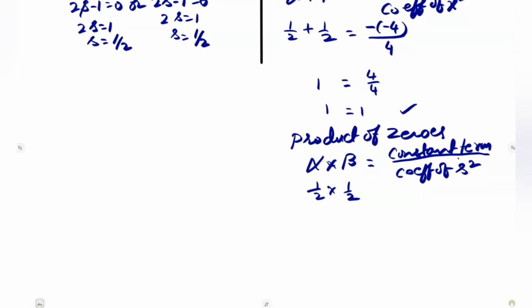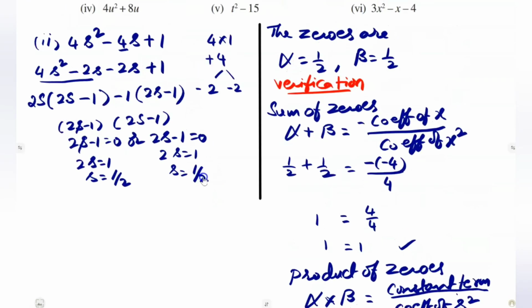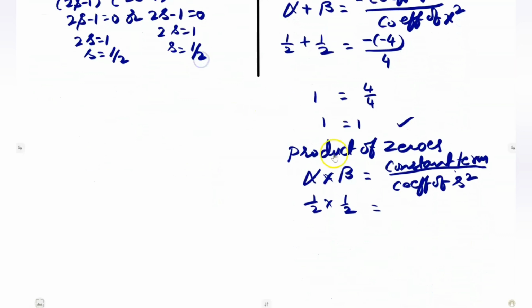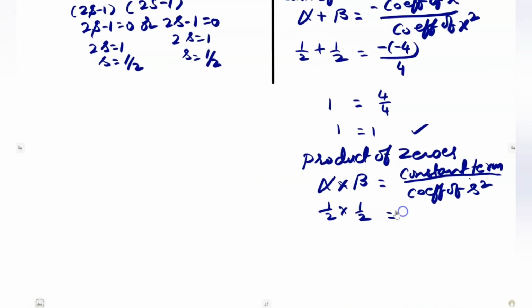which is equal to, the constant term is here 1. So the constant term is 1 by the coefficient of s square, which is 4. So half times half is 1 by 4, which is equal to 1 by 4. So this is also verified, right? Let us go to the third one.